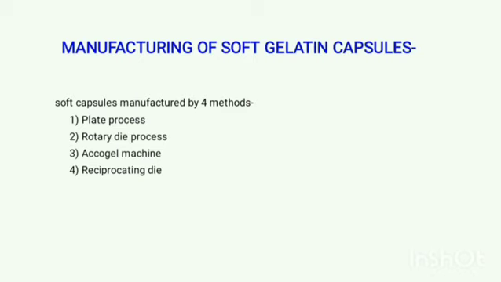Next, we'll see the manufacturing of soft gelatin capsules. Soft gelatin capsules are manufactured by four methods. First, the plate process. Second, the rotary die process. Third, the Accogel machine. And fourth, the reciprocating die.